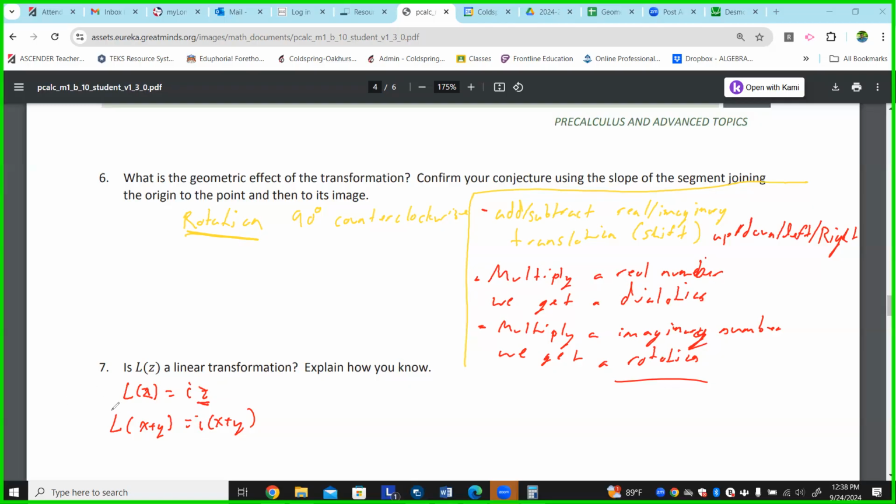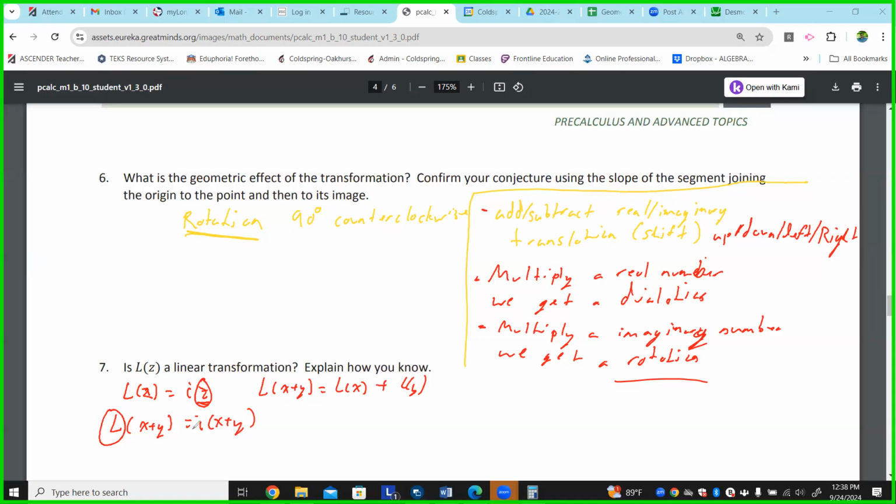So this is the name of the function. This is what I'm replacing the z with. So I'm trying to prove this: L(x plus y) equals L(x) plus L(y). All right, but I can't just state that. I have to show that. So what I did is I'm replacing this z with an x plus y. So what would I do next to simplify this?